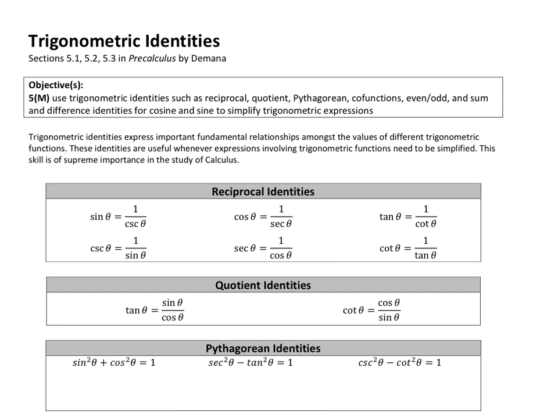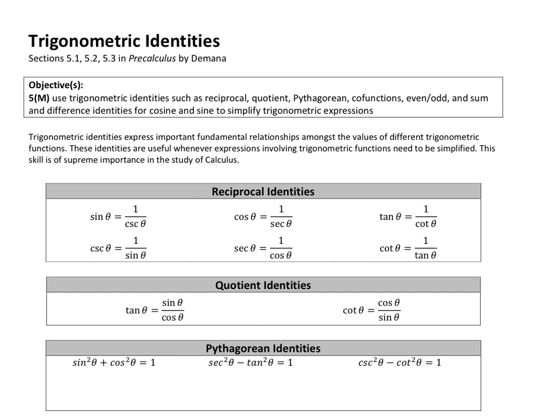Now, trig identities express important fundamental relationships amongst the values of different trigonometric functions. These identities are useful whenever expressions involving trig functions need to be simplified. This is a skill of extreme importance for the study of calculus. So if you're taking calculus next year or in college, this is going to be a very basic step in larger calculus problems.